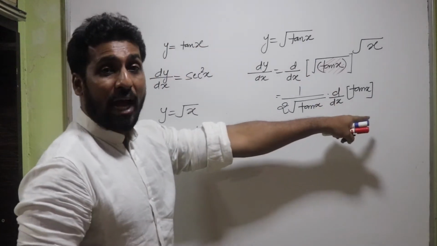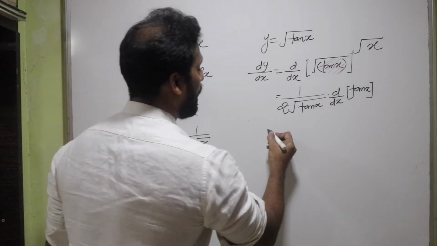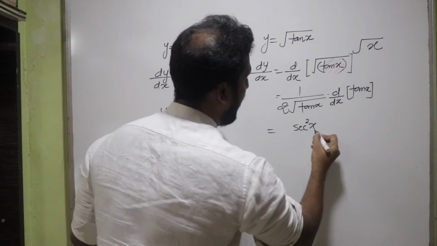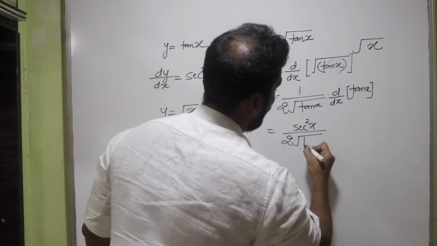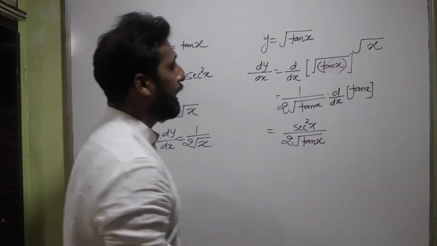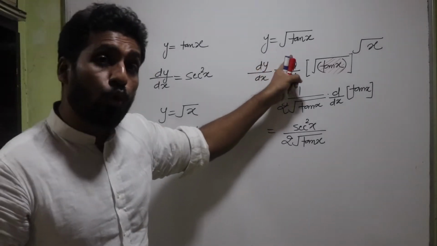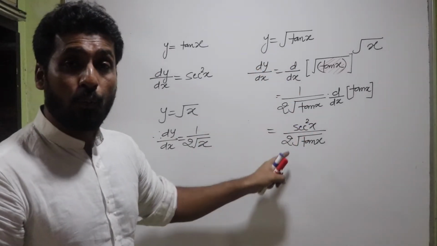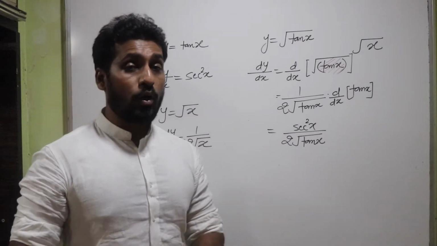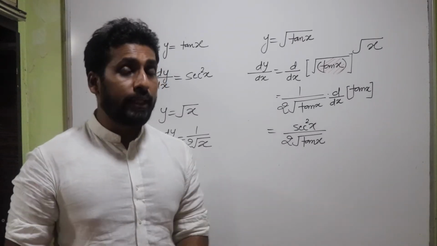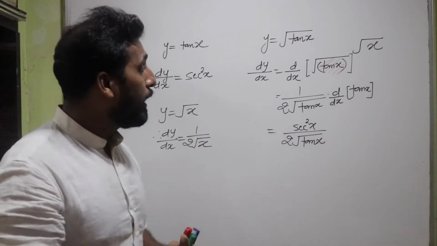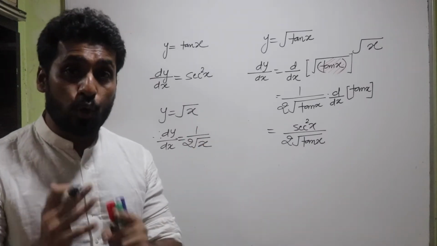So what's the derivative of tan x? You remember it was sec square x. So my answer comes sec square x upon 2 root of tan x. So that is what the derivative of root of tan x is. It is sec square x upon 2 root tan x. Make sure as and when the video is proceeding, you are also noting all these things down in your notebook.